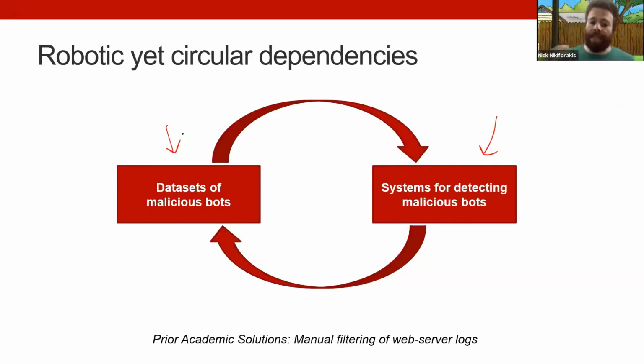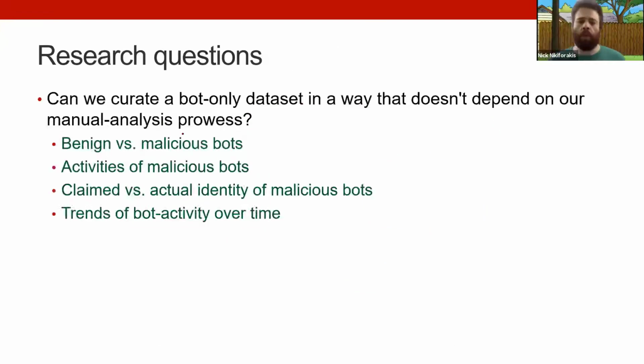And in academia, at least, what a lot of my colleagues did in the past is that they looked at the web server logs that they had access to, and they just manually went through them. And they said, okay, this is a bot, this is not a bot, this is a good bot, this is a bad bot. But of course, you can understand that this is highly error prone, right? So the question that we set out to answer is, can we actually curate a bot-only data set that doesn't rely on us being particularly good in labeling and differentiating between benign users and malicious or benign bots?